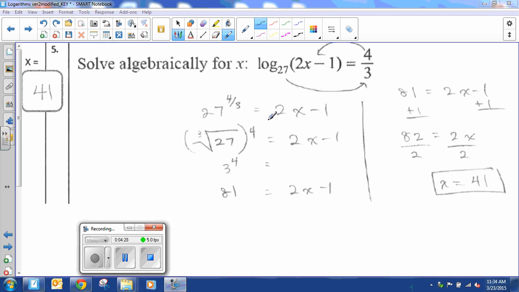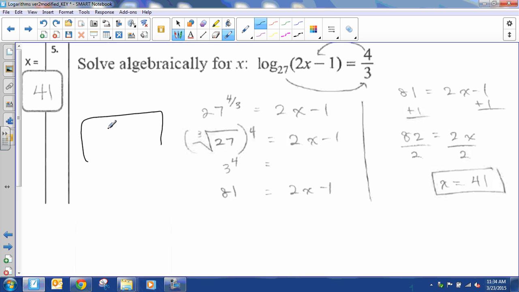Number 5, this is solving a logarithm equation. So we want to go around the world to rewrite it as an exponential. And 27 to the 4/3 power is 81. But like I showed you, you can also put this in the calculator. 27 to the parentheses, 4 divided by 3, close parentheses, will give you 81. Make sure you put this in parentheses.